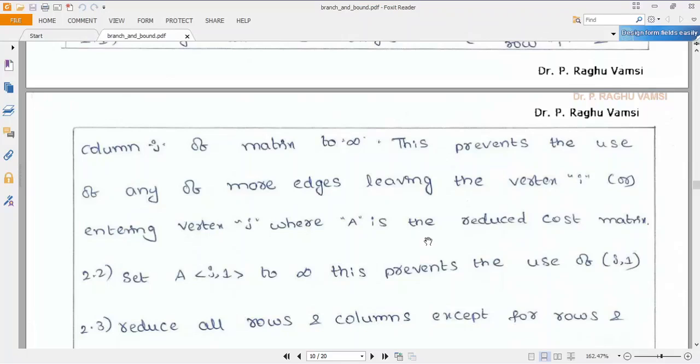because of programming, sometimes if we don't place this infinity, there is a danger that we may fall into an infinite loop. So from i to j and j to i, we'll place infinity as a value whenever we attempt to pass from i to j. This prevents the use of any more edges leaving vertex i or entering vertex j, where A is the reduced cost matrix. As I just told you, to not visit again, we'll place it as infinity.